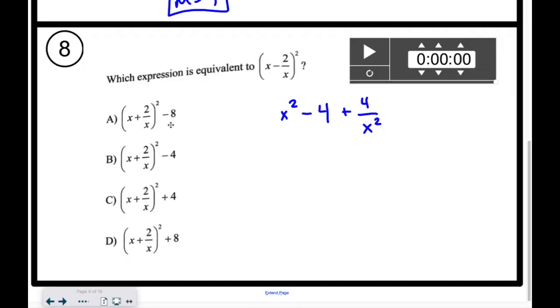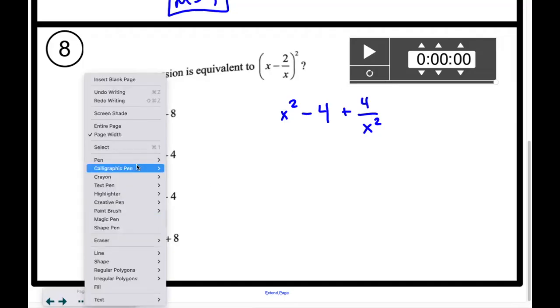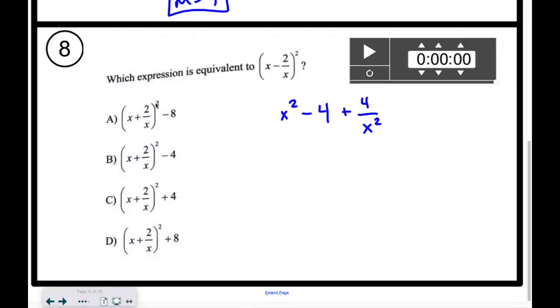Now I want to figure out which one of these gives us the same thing. Notice all of them have this to start, so I'm just going to write out what that is. That's actually x squared, right? Just the first one squared. Then when I multiply these two together, 2 over x times x is positive 2. And when I double it, I get positive 4. And then when I square this out, I get 4 over x squared.